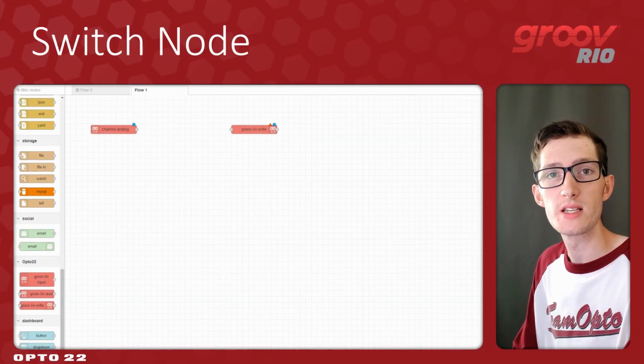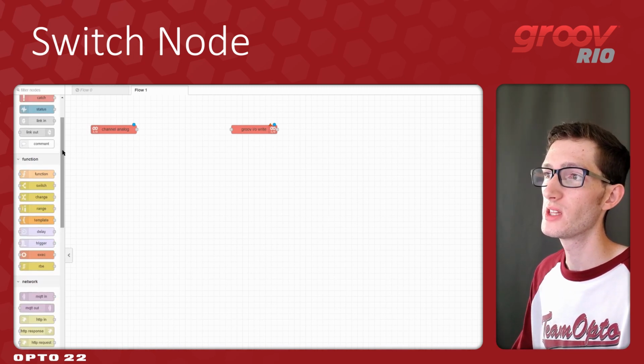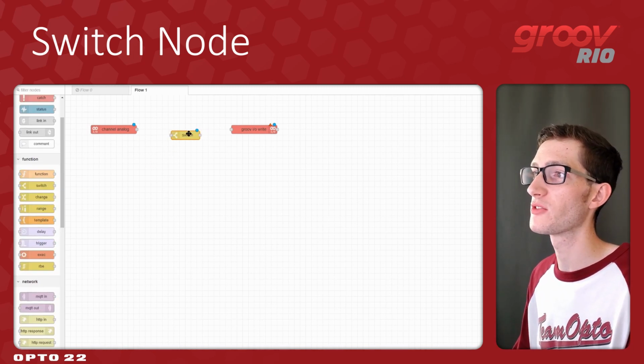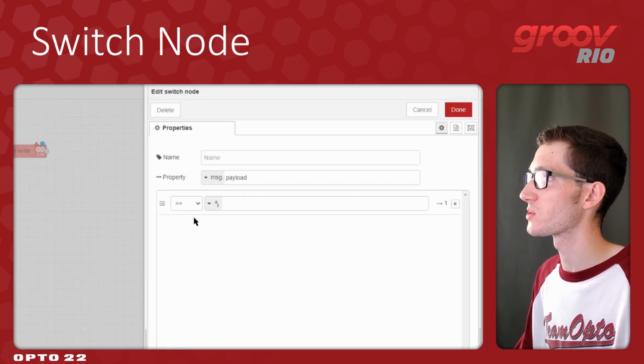When it comes to making decisions in Node-RED, one of the simplest ways to do it is with a switch node. This switch node essentially reroutes the flow of traffic based on some value. So let's double-click it and see how this works.